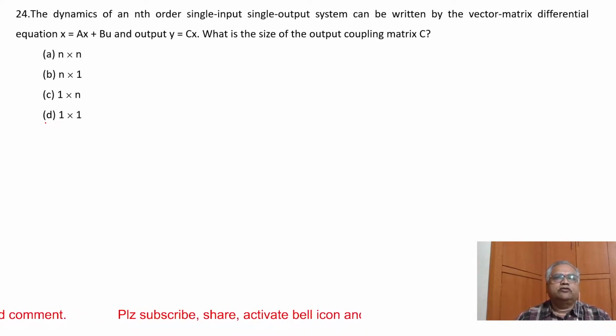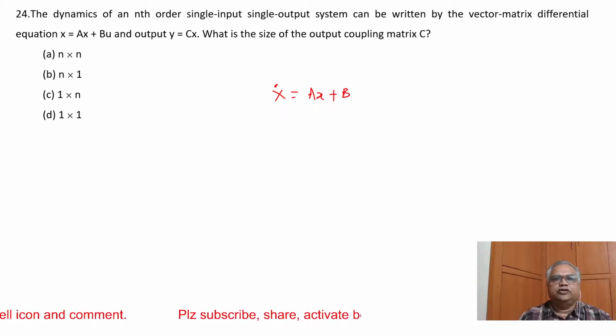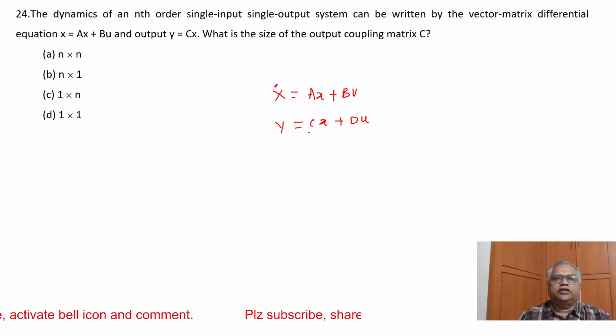Now the dynamics of an nth order single input, single output system can be written by vector matrix differential equation. This comes under state variable analysis. State equations are given already. So state equations are what? X dot equal to Ax plus Bu and output y equal to Cx plus Du. This is the standard form. But here only Cx, this is not there, 0.